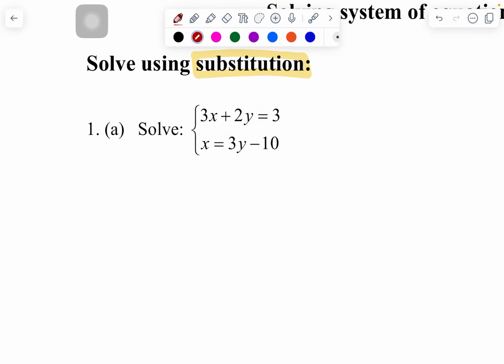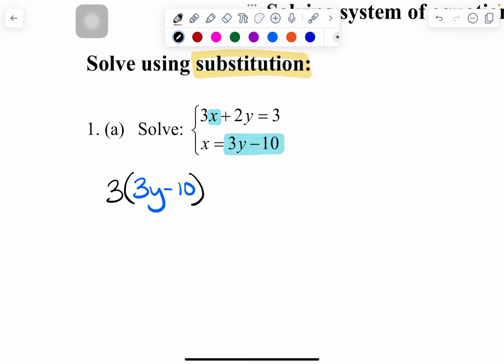Now, what you may notice here is this equation right here. This equation says x is equal to 3y minus 10. That is what x is. So in the first equation where I have x, I am going to replace it. So instead of 3x, I am going to write what x is equal to, and that was 3y minus 10. I can read, I promise. So then I'm just going to write the rest of this equation, just the way it's written. So plus 2y equals 3.